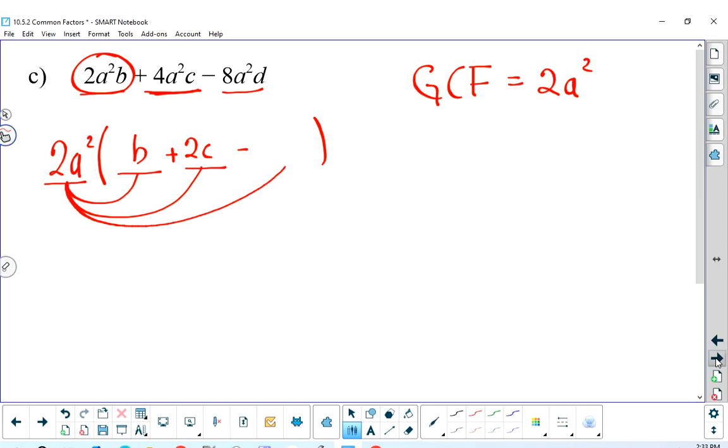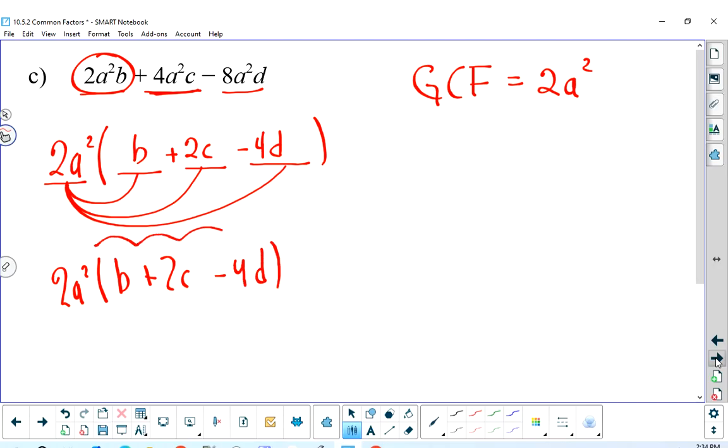Whatever we put in the last slot has to multiply by 2a squared to give 8a squared d. So we need a 4 to turn the 2 into an 8. We don't need any a squareds. They're going to show up when we multiply, and we need a d. So the answer to this is 2a squared times b plus 2c minus 4d. And again, if you like, pause the video and multiply this out and confirm that you're going to get what is at the top of the screen.